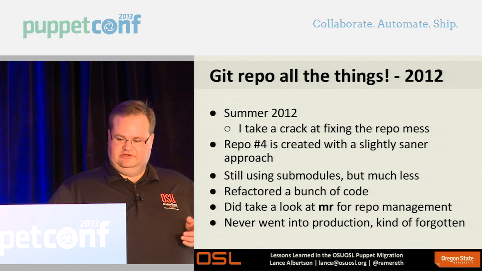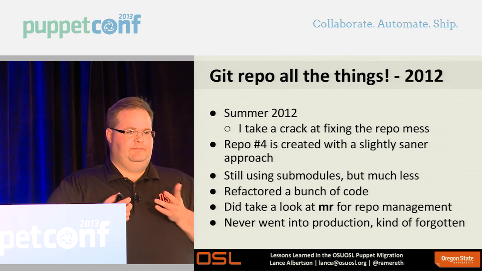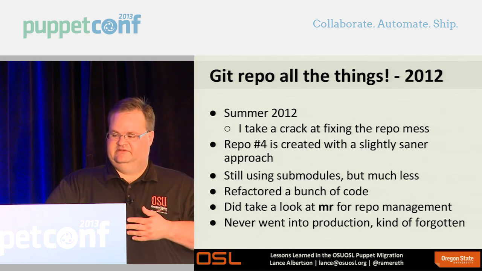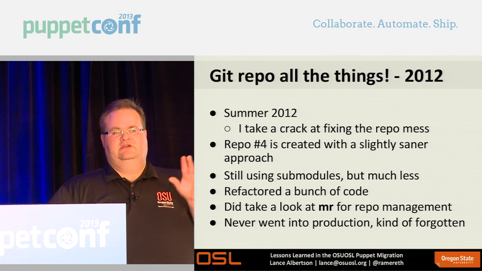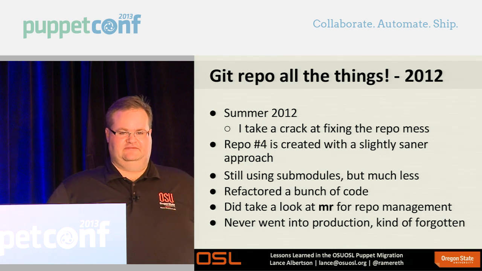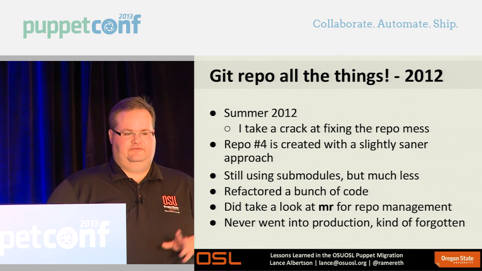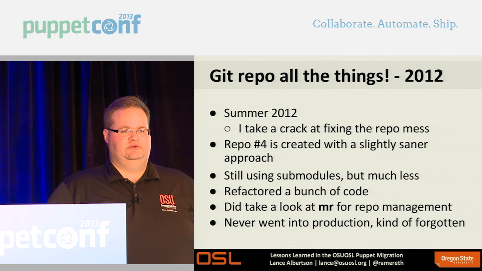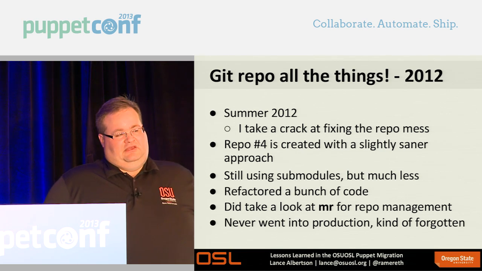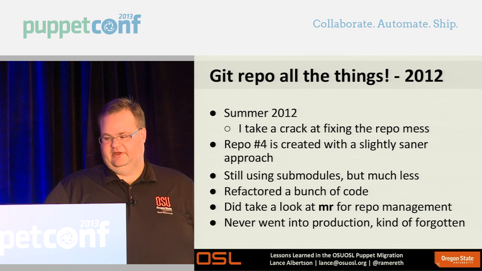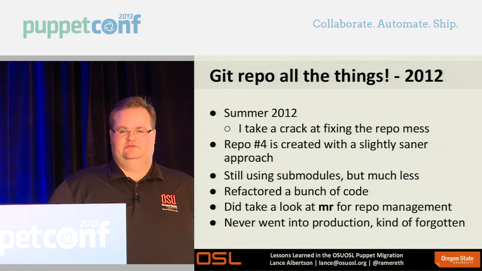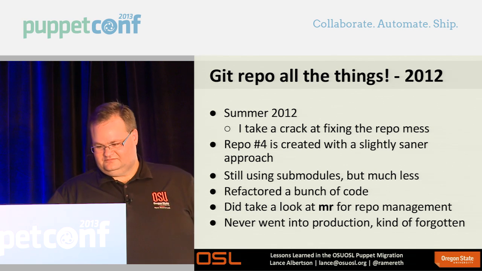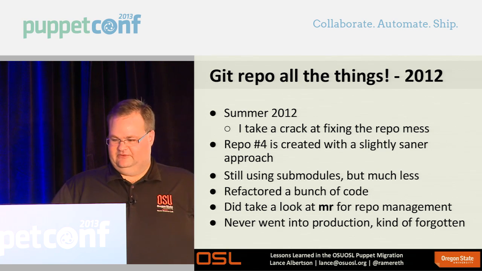I tried to refactor a bunch of the code, and then I took a look at a package called MR. It's actually a pretty old application out there, but it basically does repository management for every kind of repository software you can think of. So you want to have an SVN checkout with a Git checkout below it, and it does it. But it's kind of an old school way of doing it. It probably would have worked, but this repository never went into production, and it was kind of forgotten by the students when they tried to do the next refactor. So thankfully, we didn't put that one in production.